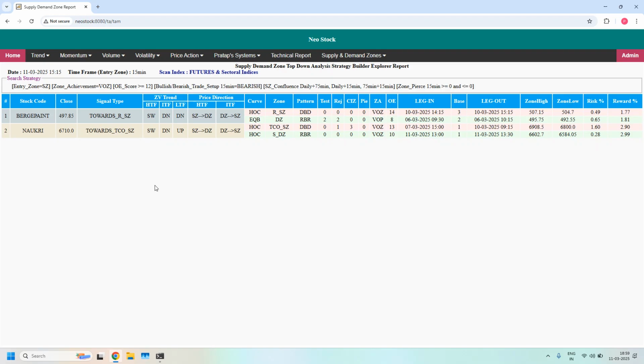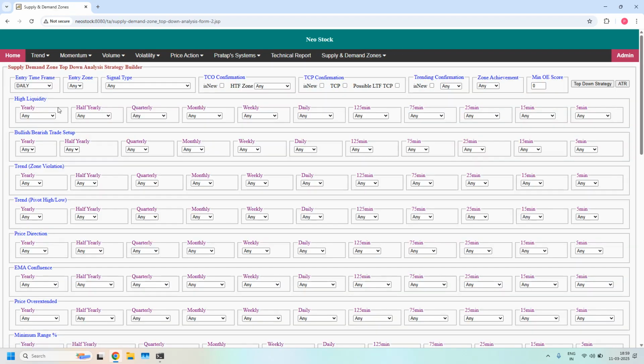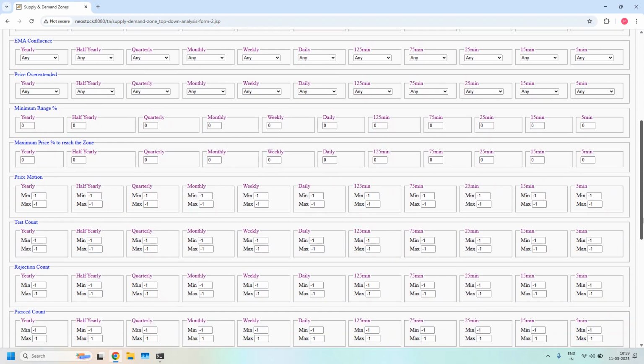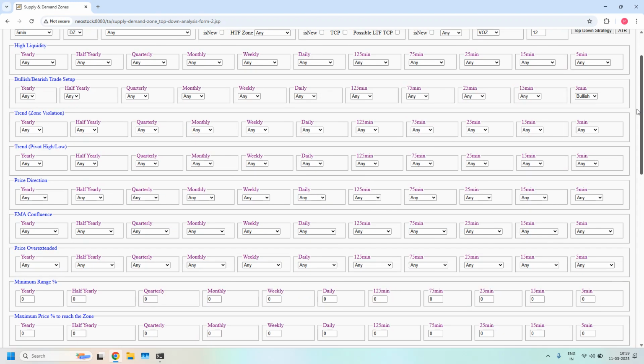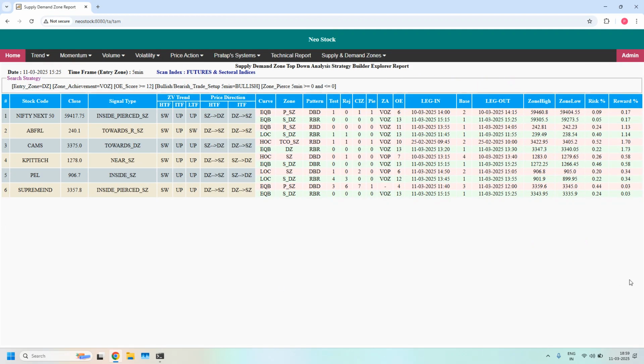Next, we will look into hourly income trade supported stocks. Hourly income trade entry time frame is 5 minutes. Entry zone is demand zone. In bullish or bearish trade setup at 5 minutes, I am selecting bullish. And the zone achievement should always be violated opposing zone. Minimum odd enhancer score should always be 12. Minimum 12. And 5 minutes demand zone should not be pierced. So in the pierced count parameter, at 5 minutes time frame, I am selecting minimum value 0, maximum value 0. With these filters, we got 6 stocks.